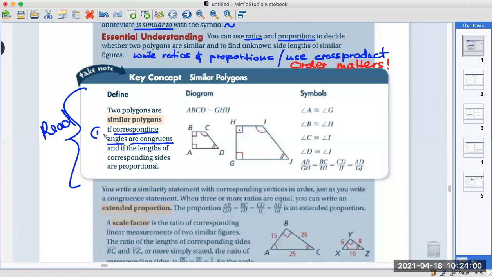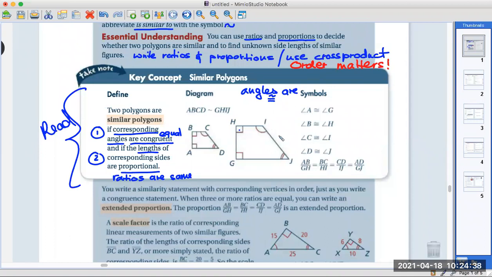So this is the first criterion: the angles must be congruent or equal. I'm going to write that up here. Congruent. But the second criterion is that the lengths of the corresponding sides are proportional. In other words, the ratios are equal, or the same. So angles are congruent, and side lengths form equal ratios.